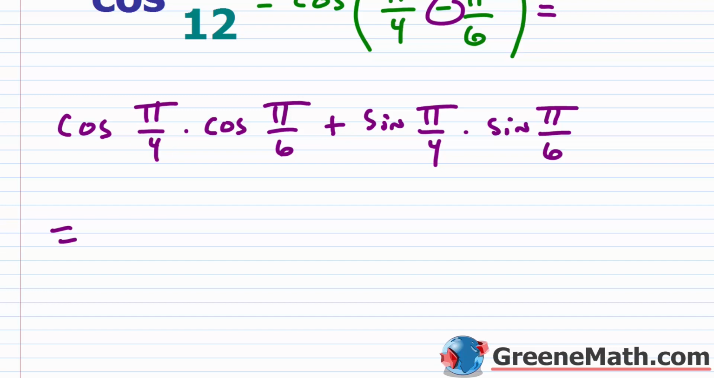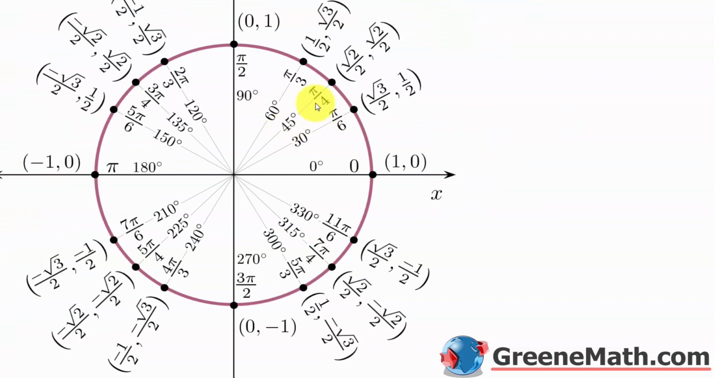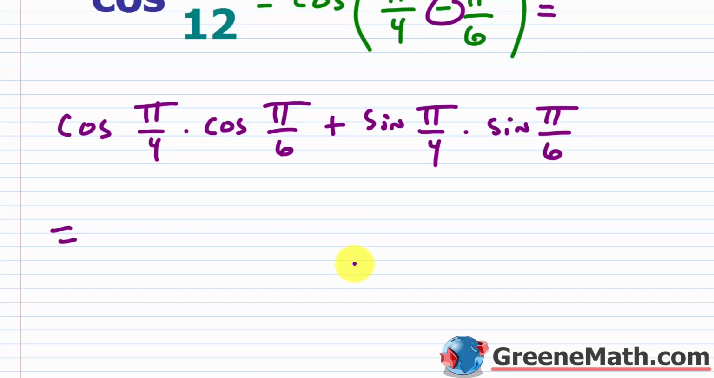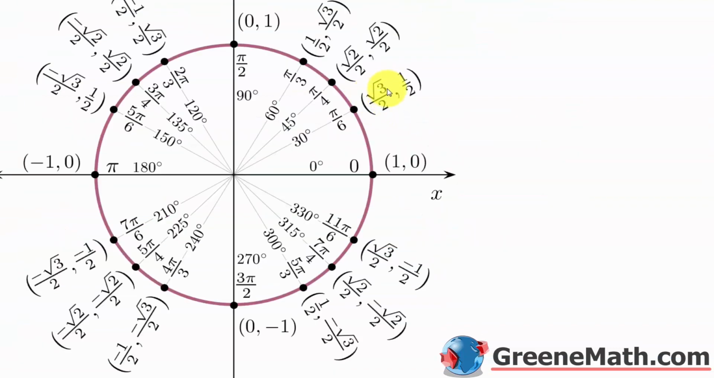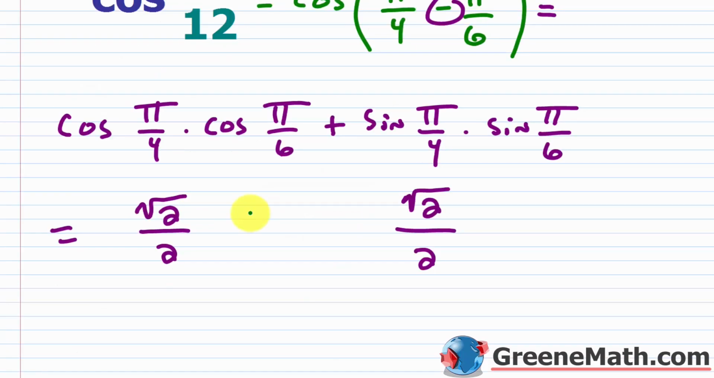If I go back to my unit circle, you can see for 45 degrees or pi over 4 in terms of radians, we got square root of 2 over 2 and square root of 2 over 2. So let's go back and just replace this with the square root of 2 over 2. And the square root of 2 over 2. Now for pi over 6 or 30 degrees, we have again square root of 3 over 2 for the cosine and 1/2 for the sine. So this is going to be the square root of 3 over 2, and then we're going to have 1/2, and then I'm going to put a plus here between them, okay?